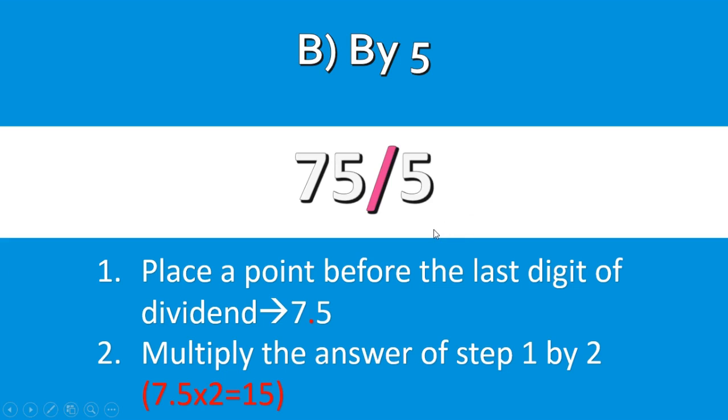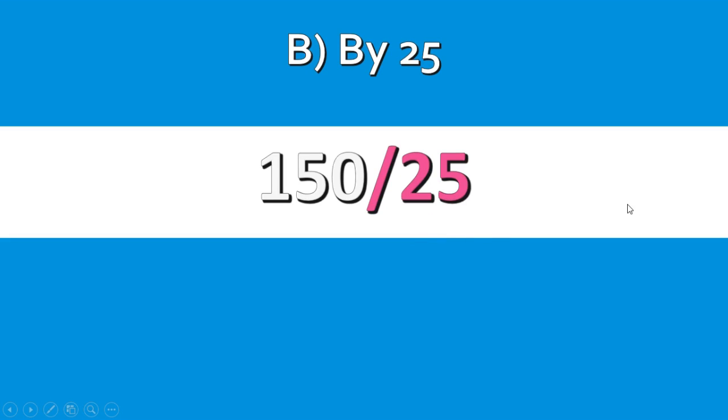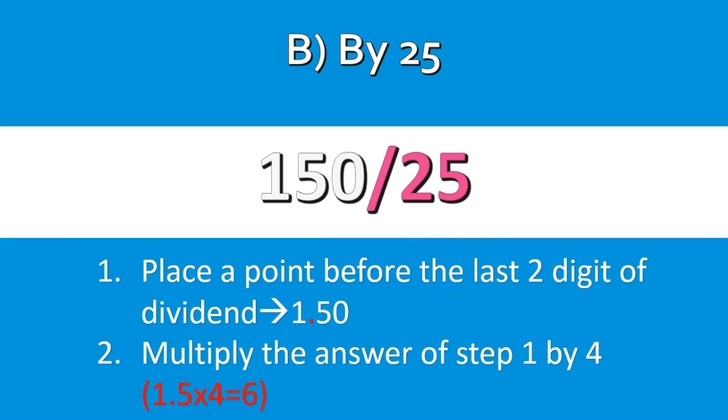Next 25. So here I have taken 150 divided by 25 as the example. Place a point before the last two digits of the dividend, that is 150, that can be written as 1.50. Now multiply the answer that you got in the first step by 4. Here you have to keep in mind that 25 can be written as 100 divided by 4. So when we have to multiply, it will be inverted. 150 can be divided by 100 and also multiplied by 4. That is the step I have used. The answer would be 6.